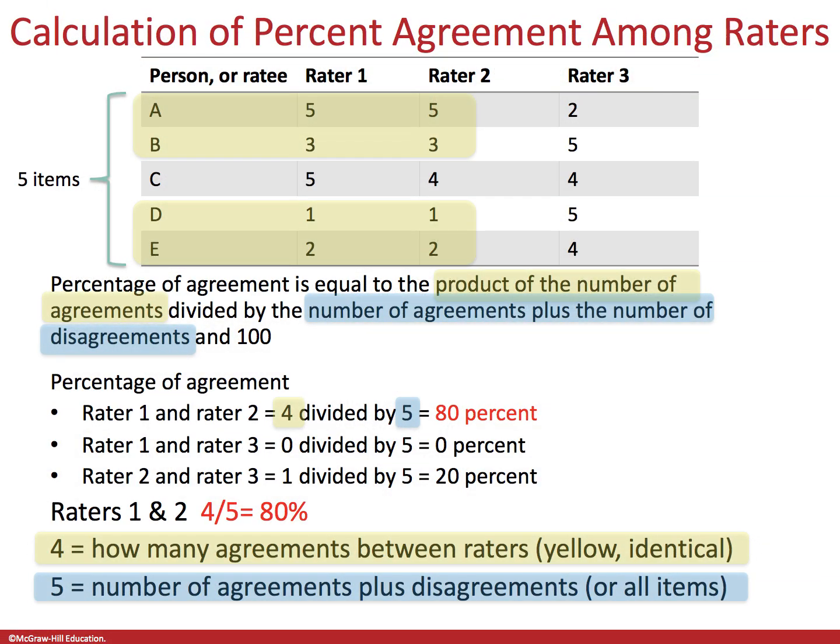Here's an illustration about calculating the percent of inter-rater agreement. It looks more complicated than it is. You simply count the number of times the raters agreed, the yellow boxes in the chart at the top. You can see that there are 4 times they agreed on persons A, B, D, and E. We're basically looking between rater 1 and rater 2. Then the total number of items, which is 5, simply counting A plus B plus C plus D plus E. Dividing the agreements by the total of all items gives you 80% agreement between rater 1 and rater 2.